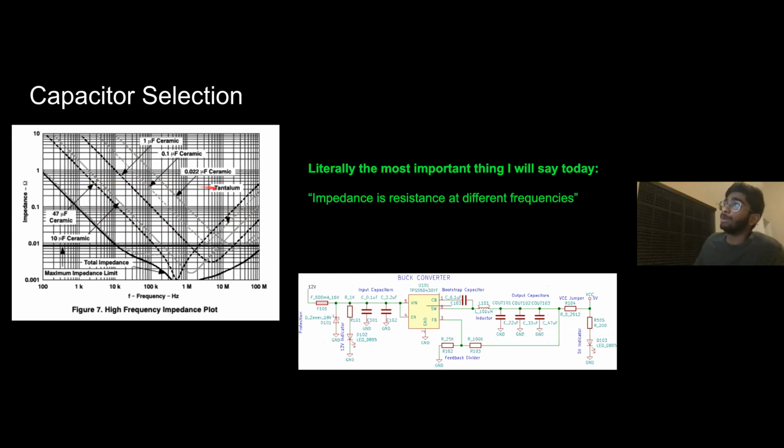When you have all of these put in parallel, they kind of superimpose on each other, and you have this new superimposed curve, which has a minimum at 1 megahertz, which is where we're operating. So we put them together, we have a better filter with less ESR. That's kind of all I want to talk about in this slide.